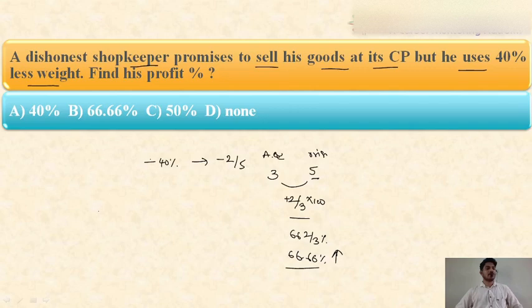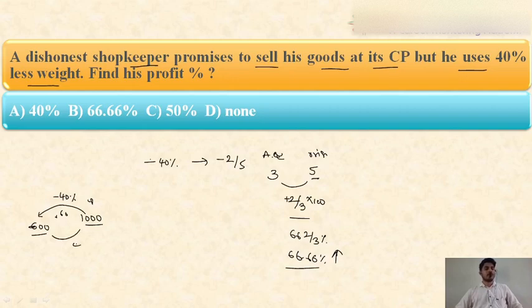Okay, this can also be solved by using the general approach here. Let us assume the original quantity was 1000 grams. This was the cost price, but he is using some false weight and giving only 40 percentage less. What is 40 percentage of 1000? 40 percentage of 1000 will be 400. He is reducing 40% and giving only 60 percentage to the customer. So he is giving only 600 grams.